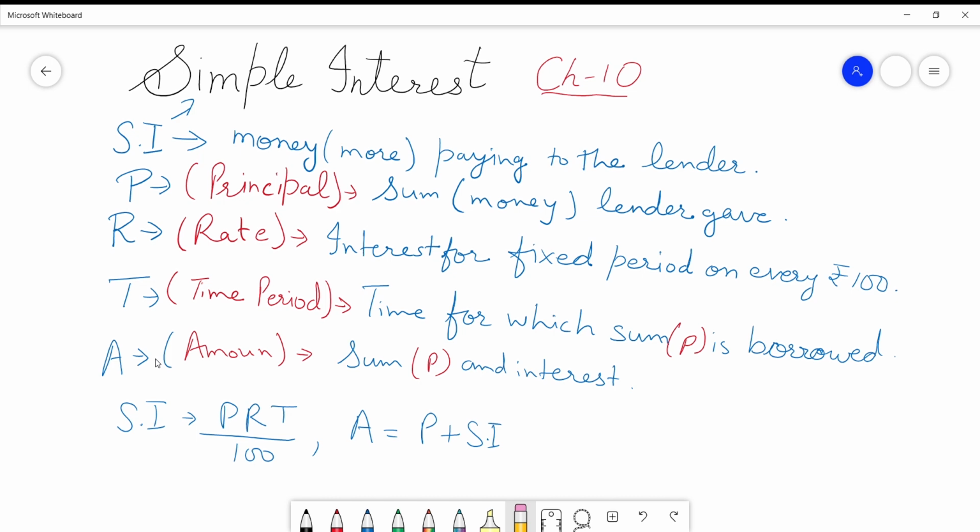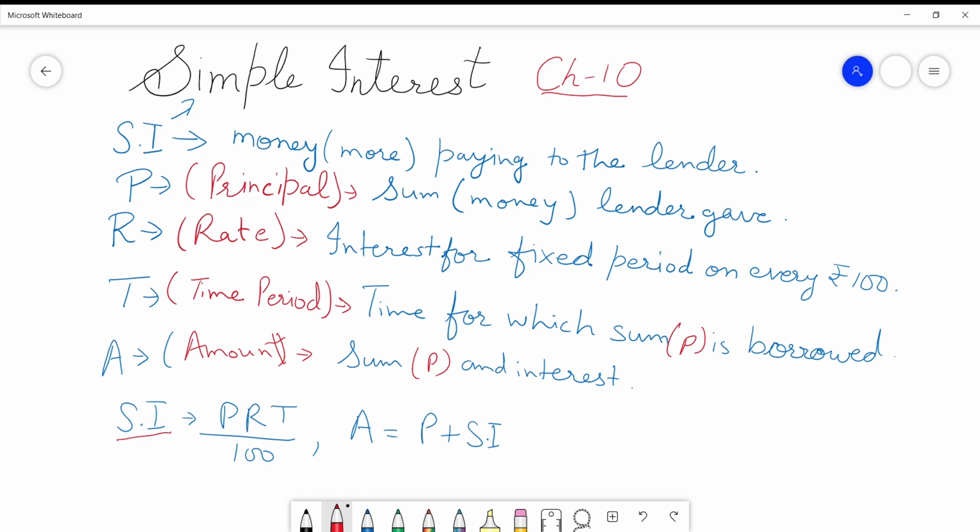The sum is the principal. Now the last term is A, that is amount. This amount means the sum, that is the principal, and the interest as well. Now there are two formulas with which we can calculate all these. First of all, we have to calculate the simple interest. To find the simple interest, what we will do? Principal multiplied by rate, multiplied by time, and divided by 100. When you do this, you will get the SI, that is simple interest.